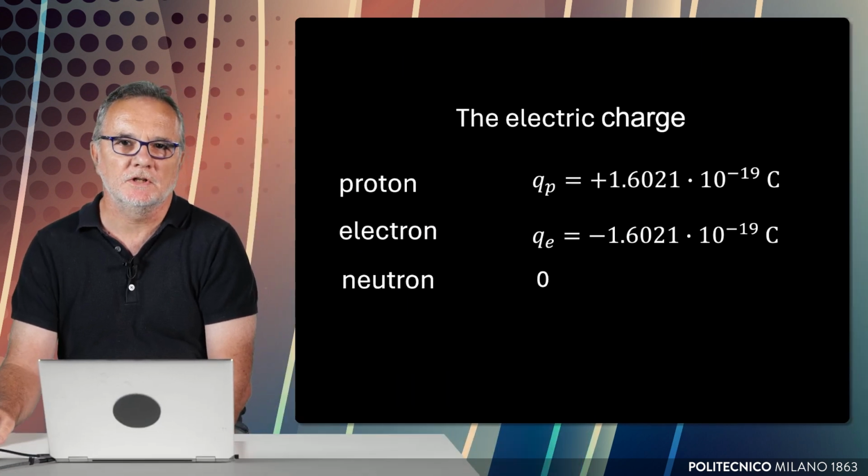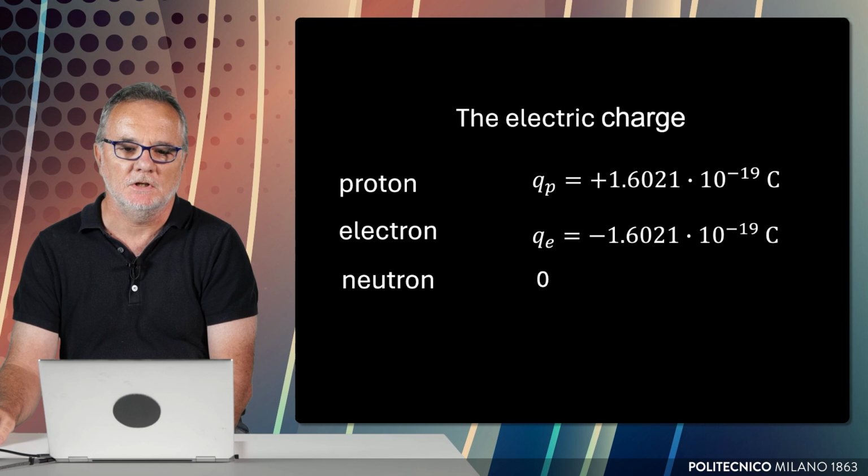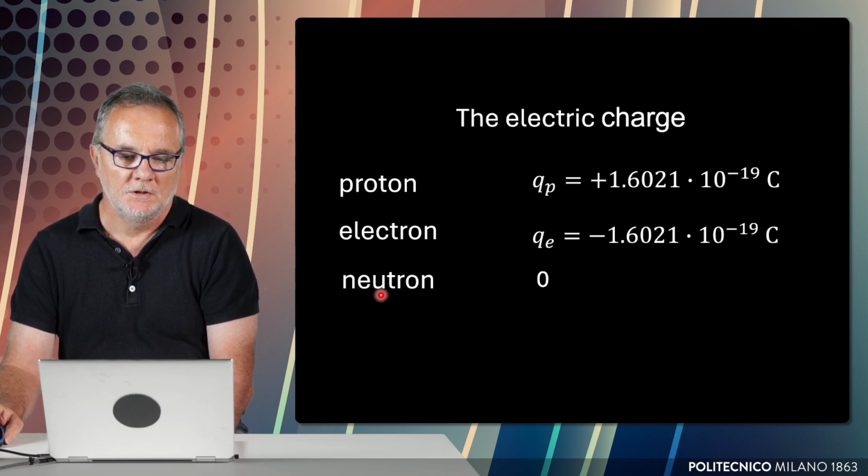Welcome to this lesson, which is an introduction to electrostatics. The unique source of electrostatic field and electromagnetic field is the electric charge, which is a property of matter. Matter, in its stable state, is composed of protons, electrons, and neutrons. Neutrons have no charge, whereas protons and electrons have the same charge but with a different sign.